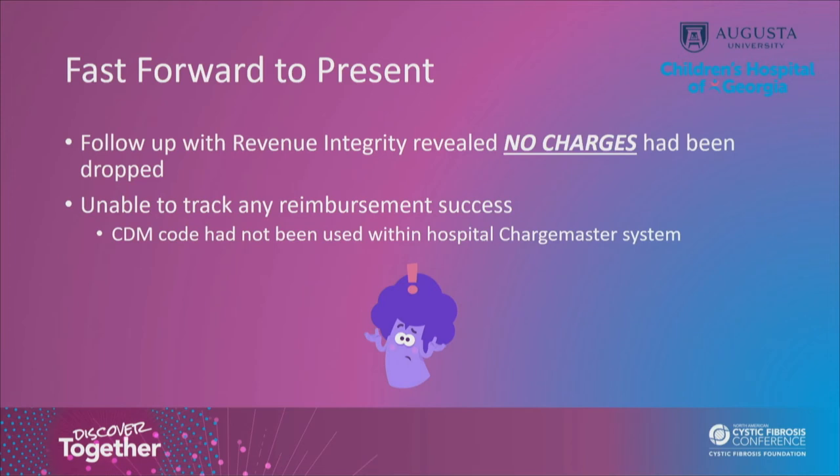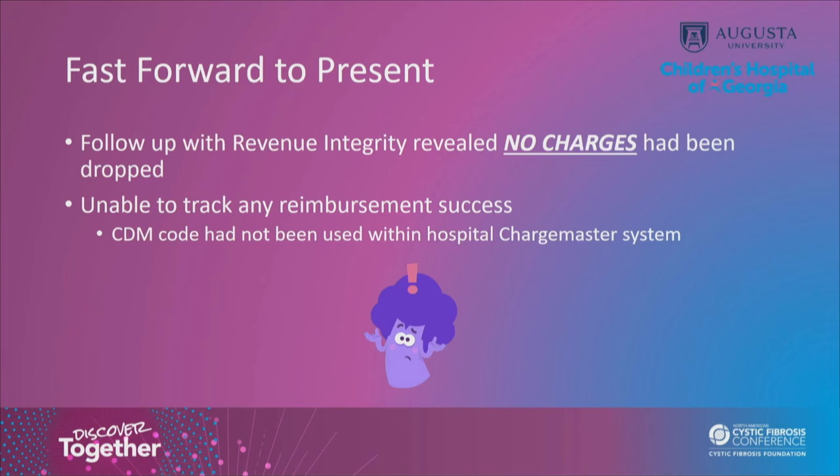So I do a deep dive, and I contact the revenue integrity manager again, only to not get an email. No response, which was baffling. So then I had to dig back through some of my emails, and I started reaching out to some of the other members of the team from the billing department, and got a couple answers, and they weren't the ones that I wanted to hear. When I followed up with them, they revealed that there were no charges that had been dropped. They were unable to track any of the reimbursement. There was no CDM code that had been placed. Zero. Nothing, blank.